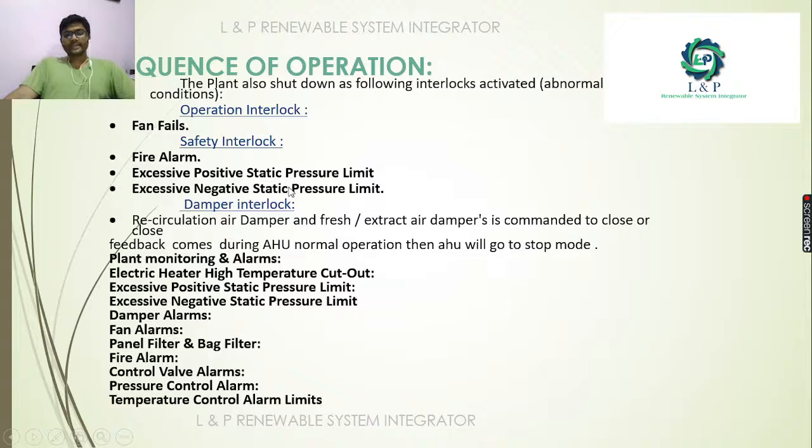And also, what are the interlocks that we can keep in the sequence of operation of an AHU? If the fan fails, what it should do. If there is a fire alarm, what we have to do. If there is excessive static pressure or negative static pressure, what you have to do. If the recirculation damper is not in its proper position, or the dampers are not operating even after commanding the supply and extract fans, then what we have to do. All these things we have to check, and we can create alarms for each and everything.